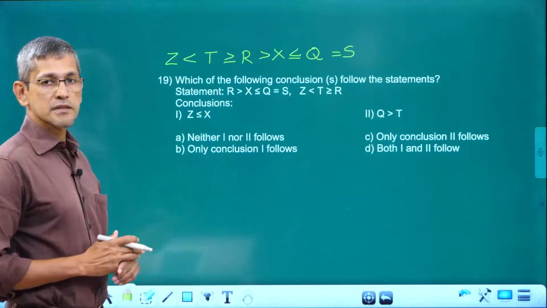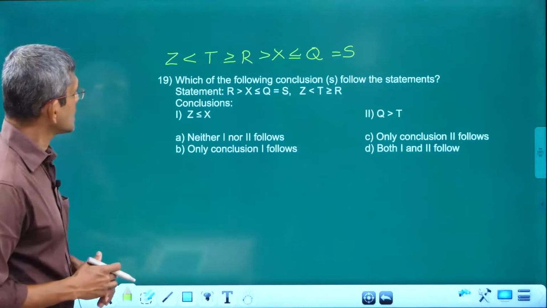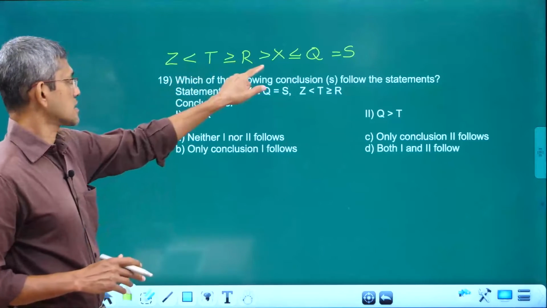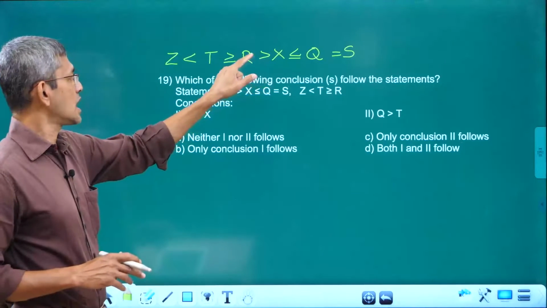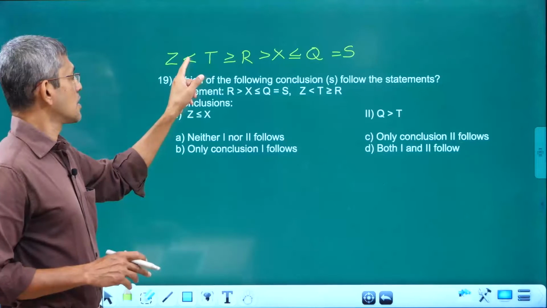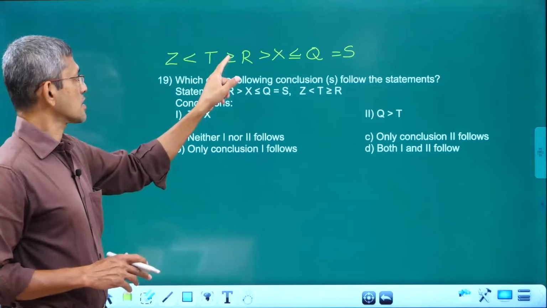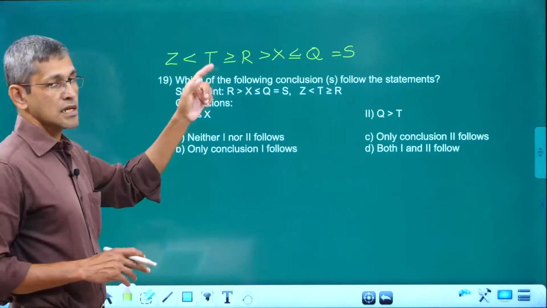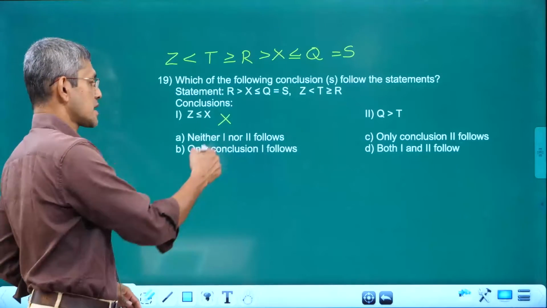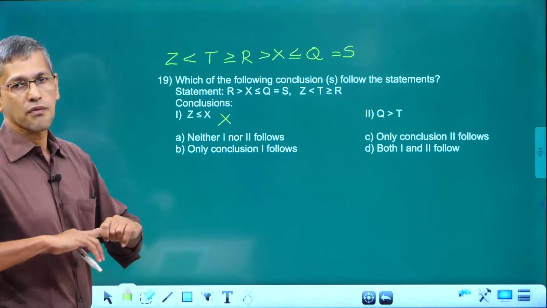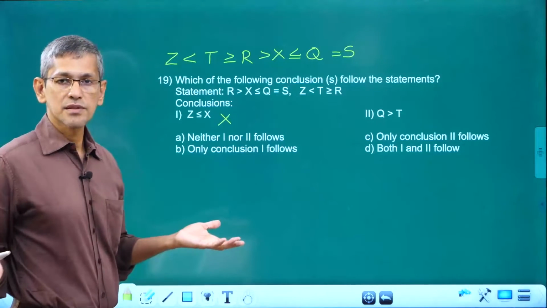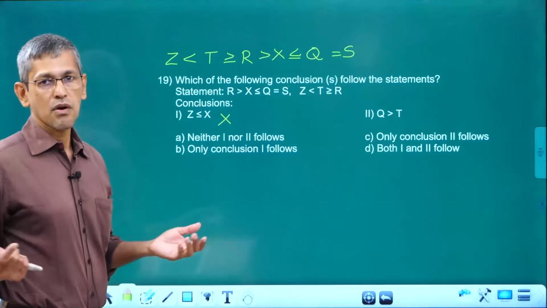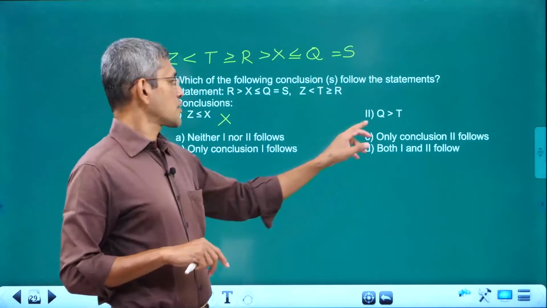Now look at the conclusions. Z less than or equal to x. Z here, x here. The symbols between z and x are less than or equal to, greater than or equal to, and greater than. So ultimately, less than and greater than are contradictory symbols. The first answer choice cannot be true always. It can be true for some instances, but it cannot be true for all the different possibilities.